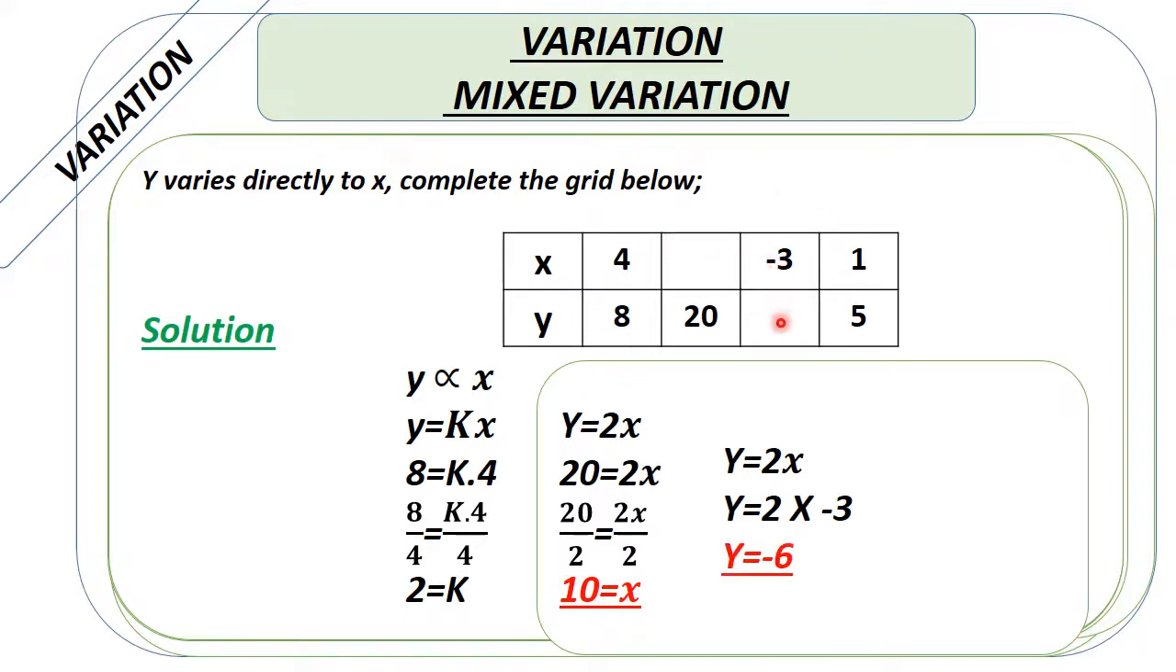Then we can go to this part where we also have a blank. We write the expression connecting the two, which is y is equal to 2x. This time we're looking for y. X has been given to be negative 3. So where there's x, we put negative 3. So it's going to be y is equal to 2 times negative 3, and y is going to be equal to negative 6. So this is our answer, negative 6. This is how to deal with such kind of questions.